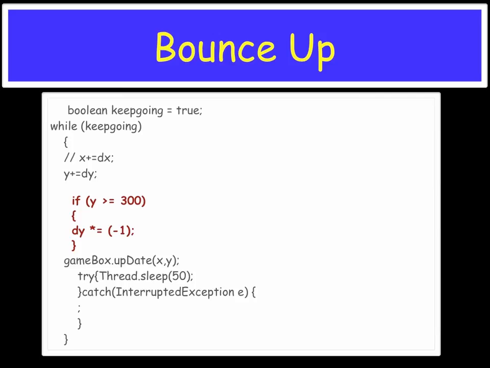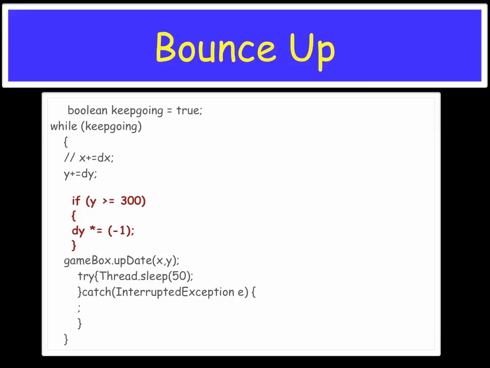To make this ball bounce up before it gets to the bottom of the screen, we have one more new idea. We'll introduce an if statement that says if y is greater than or equal to 300, dy *= -1. In other words, we'll multiply the value of dy by negative 1, but only if the y value is greater than or equal to 300.